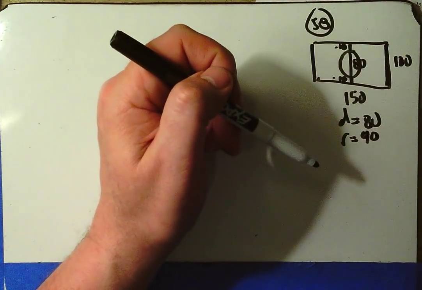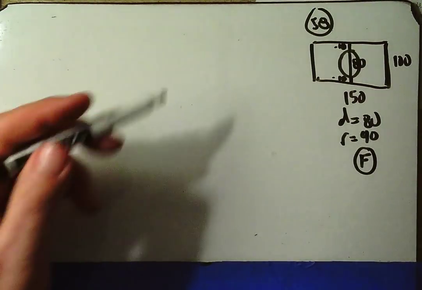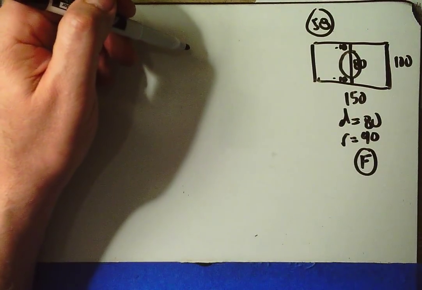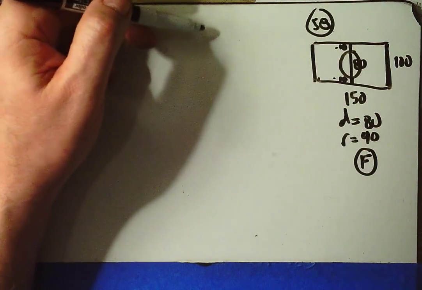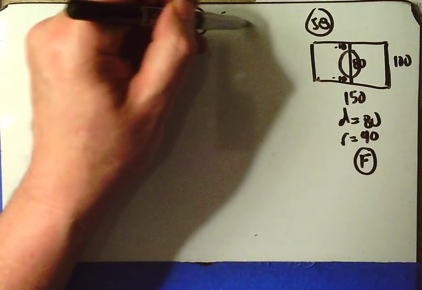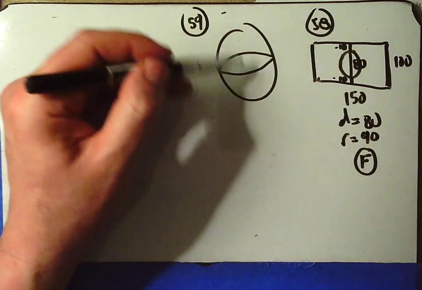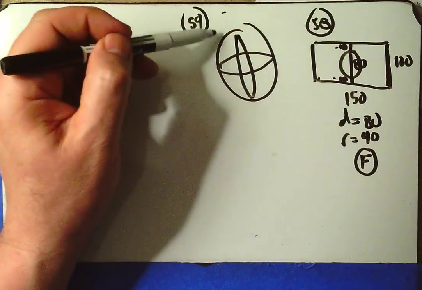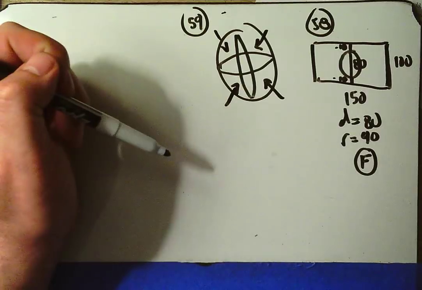Okay, what's the radius of the largest track? Oh, 40. So that's choice F. That wasn't so bad. 59. A sphere is cut in 2 different planes, dividing it into sections. How many possible sections could we end up with? Well, let's think about that. If I have a sphere and I cut it across the middle, I'll have 2 pieces, and if I cut it across this way, I get 1, 2, 3, 4 pieces.